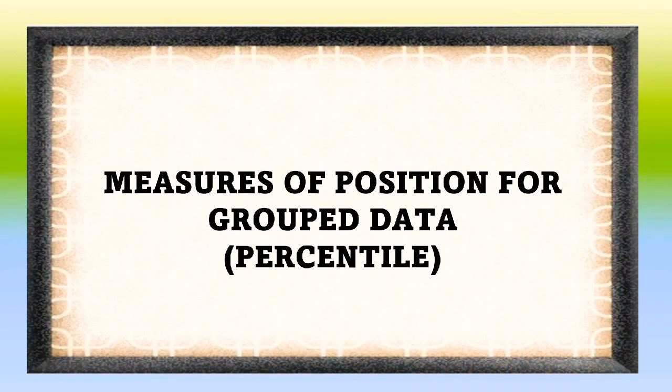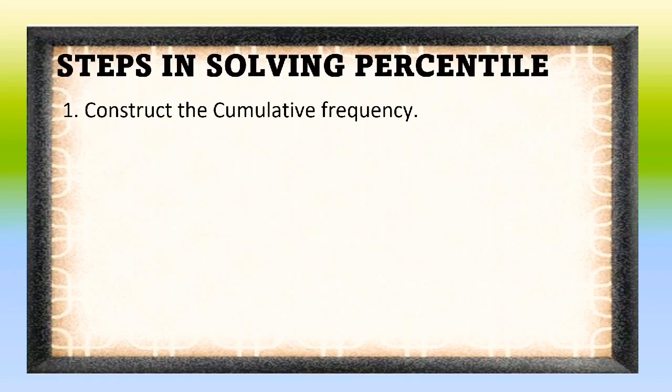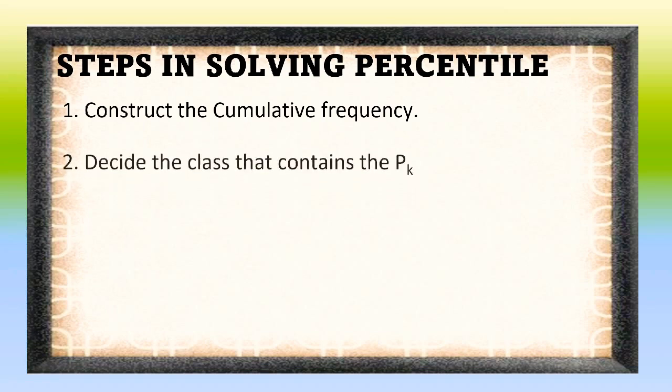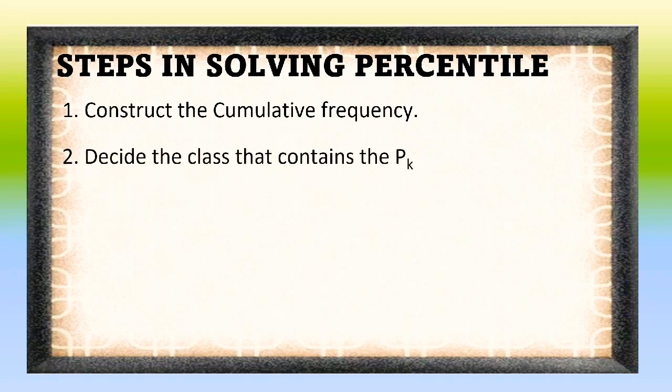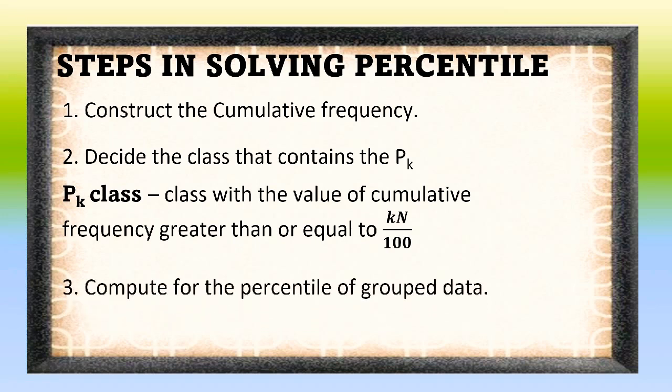To summarize the things that we have learned in this video lesson, here are the things that we need to remember in solving for measures of position for group data, and to be particular is the percentile. So first is for us to construct the cumulative frequency. Second is to decide the class that contains the P sub k by using the formula k times n all over 100. And finally, compute for the percentile of group data.